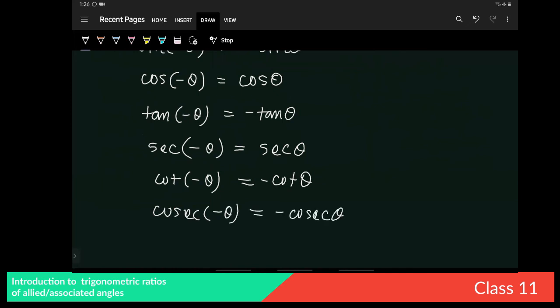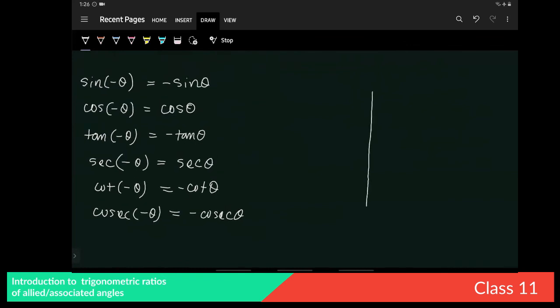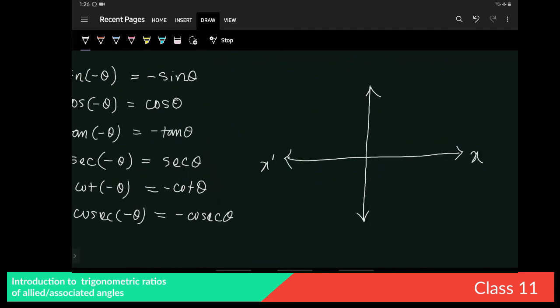Now how it is coming, I will show you. I am showing it in case of sine and cos only, and it is applicable for all the ratios. Suppose this is the axis, x and y axis, this is y prime. Now if I take a line here in this way, it is making an angle of theta with the positive x-axis direction. So if I write this as P, then I write the coordinates as x comma y, because both abscissa and ordinate are positive in the first quadrant.